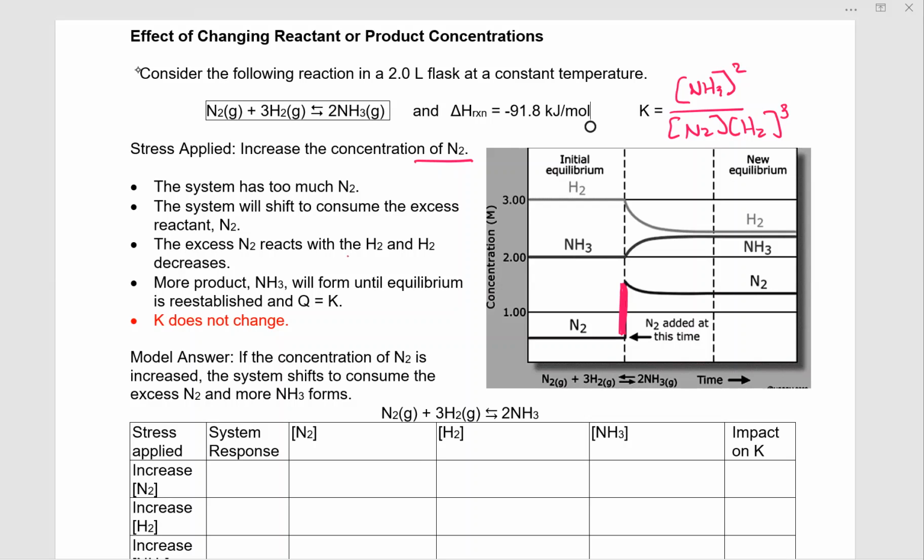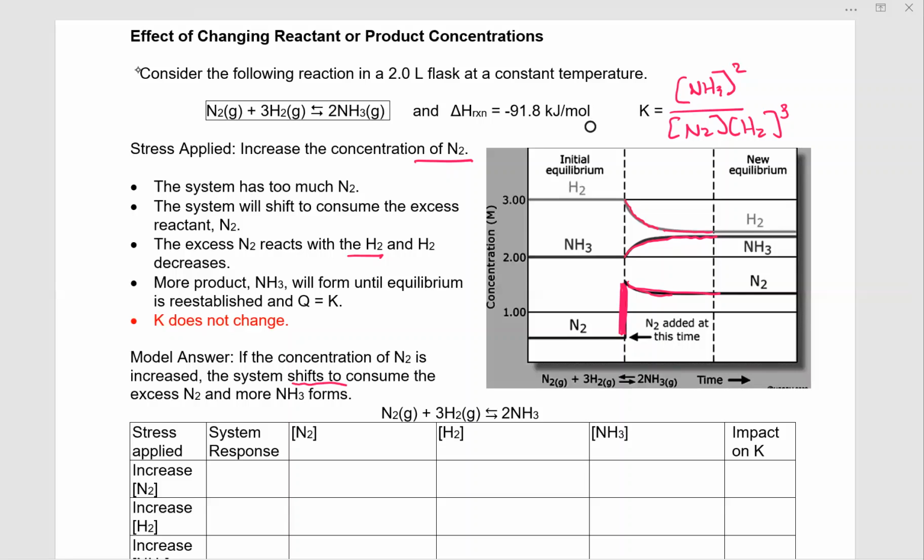It does this by reacting with the hydrogen, and the hydrogen concentration will begin to decrease. As the nitrogen reacts with the hydrogen, we're going to see more ammonia forming. Eventually, the system will level off at a new equilibrium. Notice that the pressure of nitrogen has dropped, but it never gets back down to its original level. And once again, K does not change. So here would be a model answer for an AP exam. If the concentration of N2 is increased, the system shifts to consume the excess N2 and more NH3 forms.